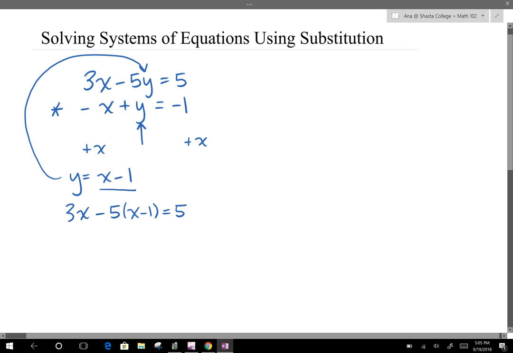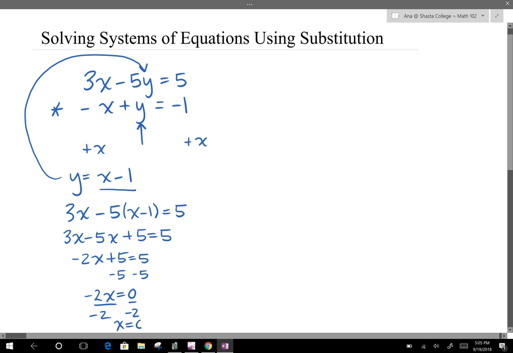Solving for x, I distribute the negative 5. I get 3x minus 5x plus 5 equals 5. I'm going to combine like terms and isolate the x term. 3x minus 5x is negative 2x plus 5 equals 5. I subtract 5 from both sides. I get negative 2x equals 0, and this is okay. This is not an inconsistent or dependent solution. This is a valid solution where x equals 0.